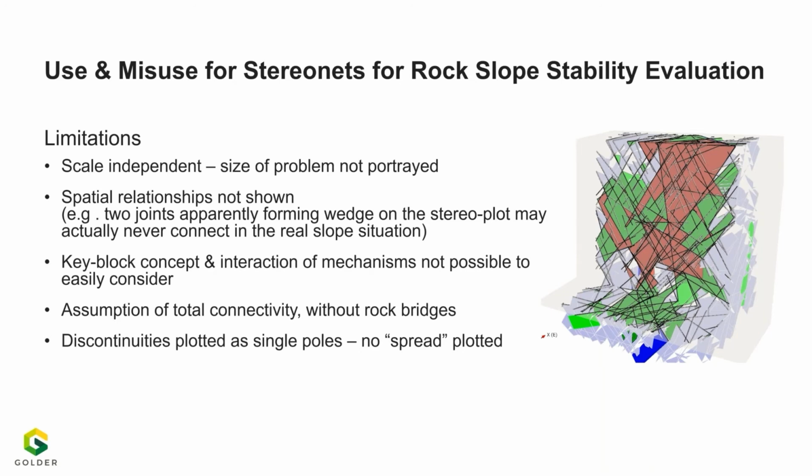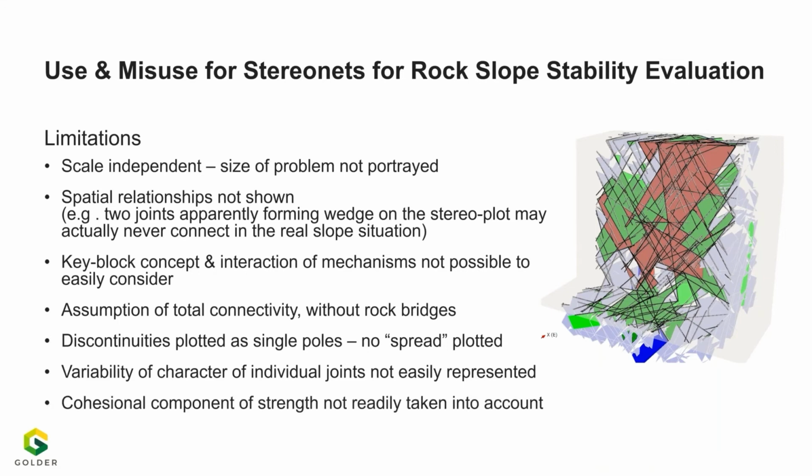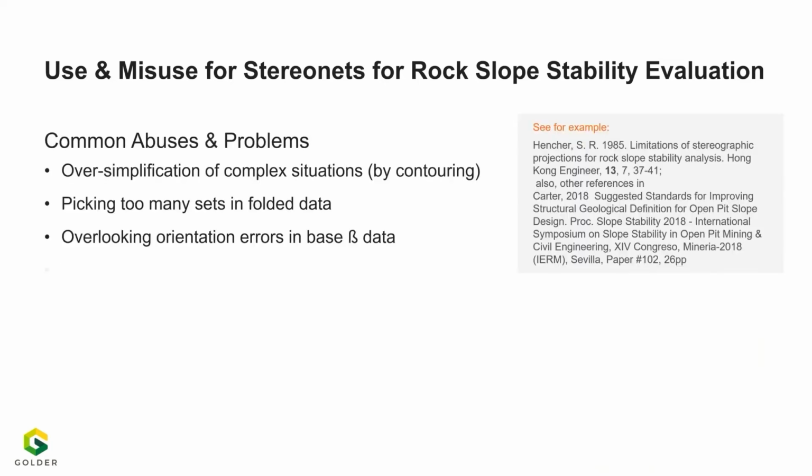The spread of the individual variability in poles is not really represented either, because a joint may have quite a lot of waviness. And last but not least, when we look at large wedges versus small wedges, the influence of cohesion is not taken into account. So these are issues that we have to think about very carefully. There's a paper by Steve Henscher, which is available on ResearchGate, which will outline some of these, and you can go and read that in more detail.